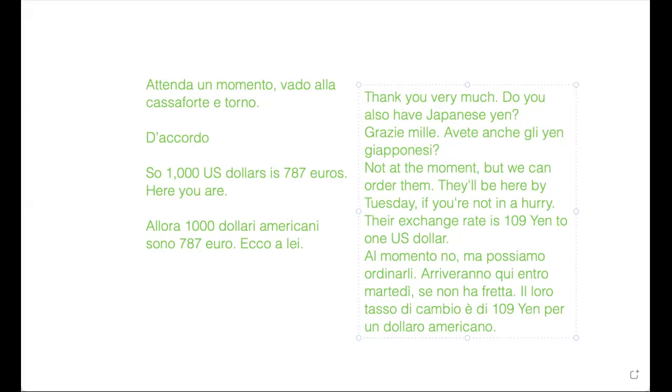Okay. Clear. Il loro tasso di cambio. Loro, their. Il loro tasso di cambio è di 109 yen per un dollaro americano. D'accordo. Is it clear to you?